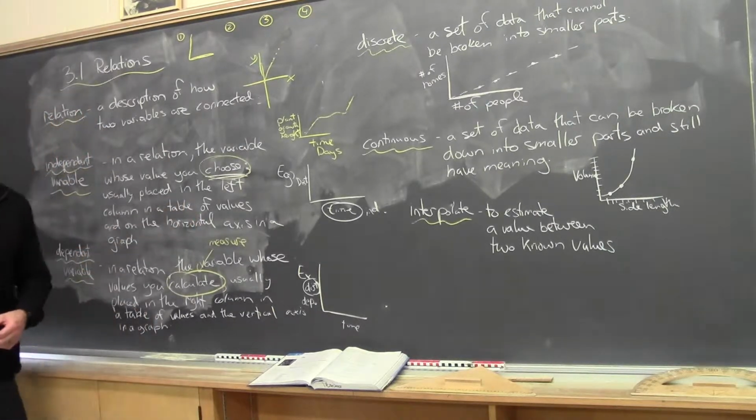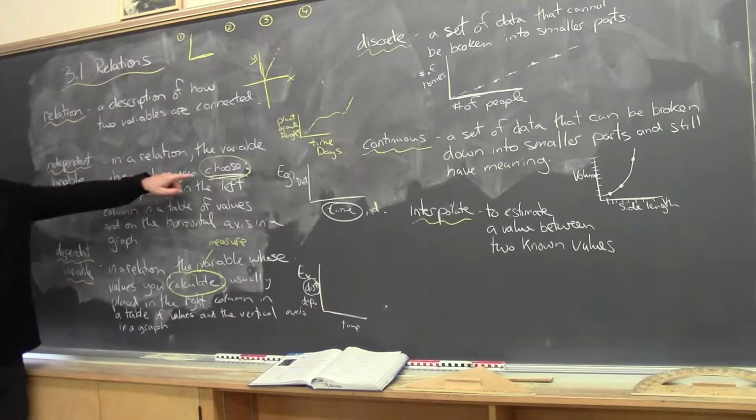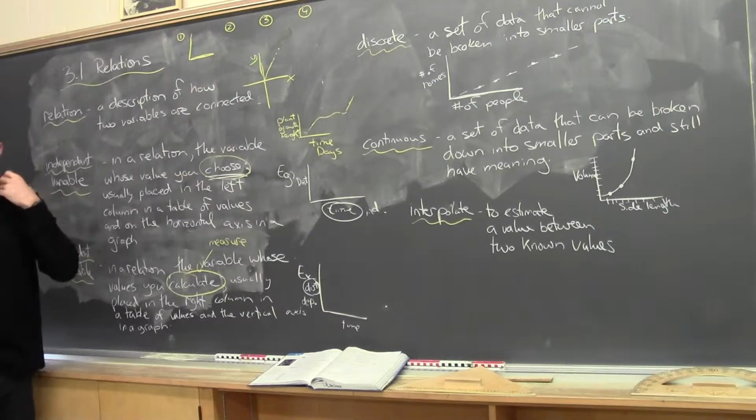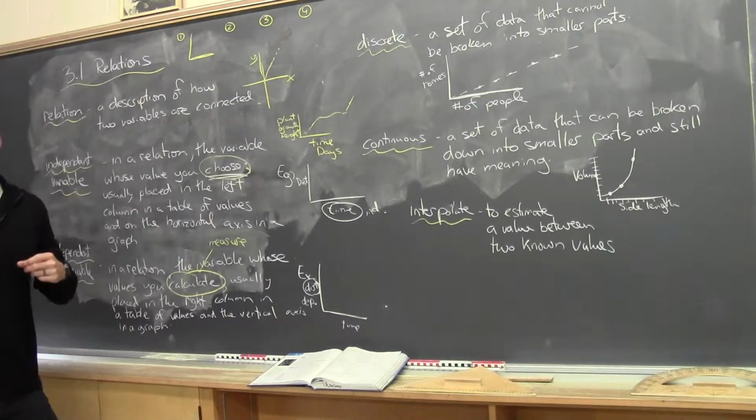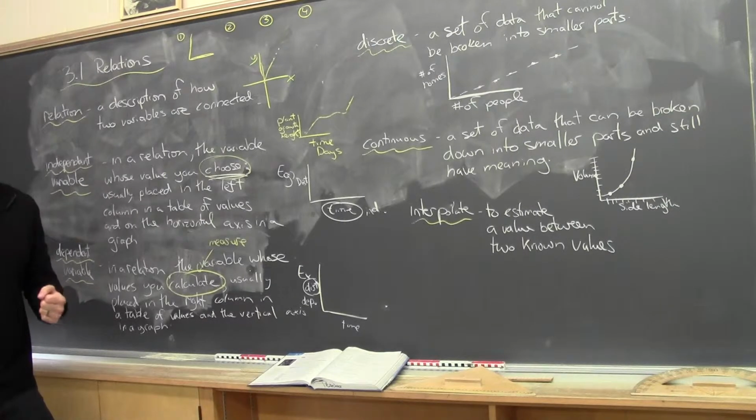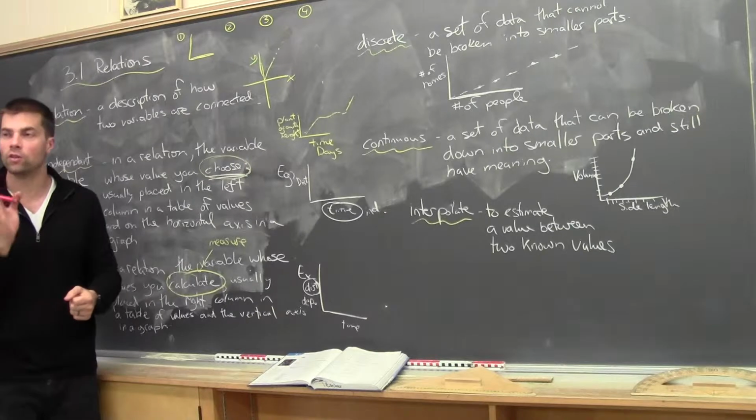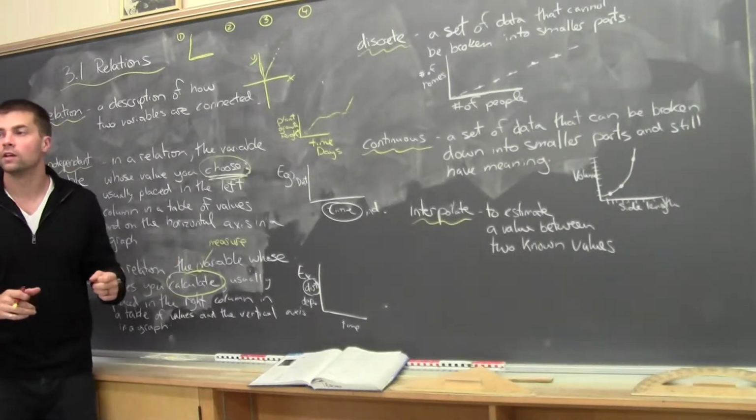No. Speed, the independent is the one that you choose. You're not choosing the speed. You're observing a car. You're not the driver. Even if you are the driver, you can't necessarily choose your speed. You can come close, but you still have something measuring it.